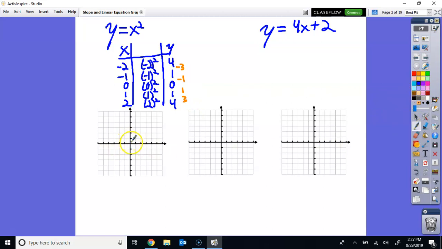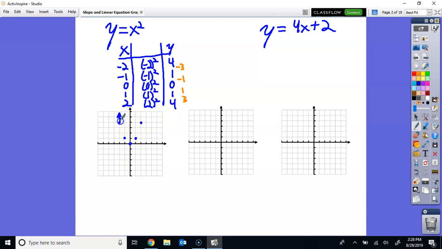To plot these points, you go -2, 4, which would be left 2 and up 4 spaces, -1, 1, 0, 0, 1, 1, and 2, 4. Remember that this horizontal axis is like a number line with the negatives this way, positives this way, but it's the x values. The vertical axis is also a number line with the negatives and the positives, but it is the y values.